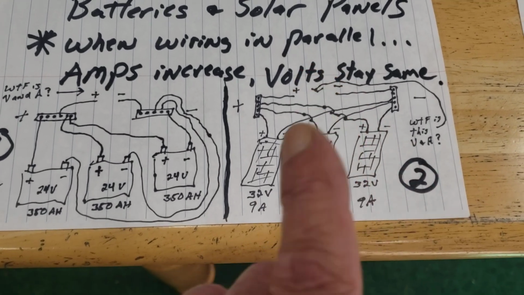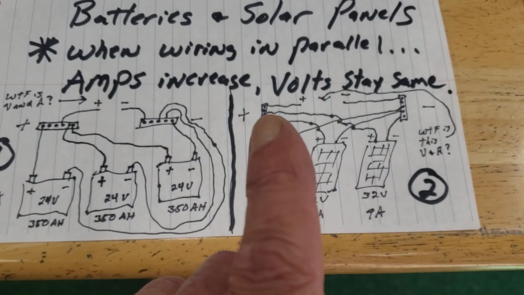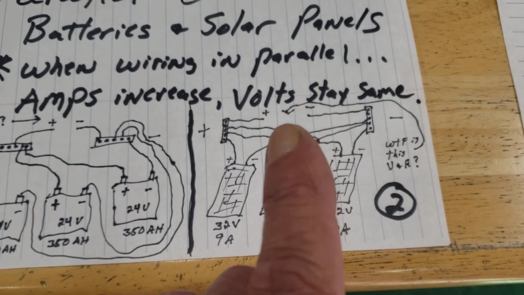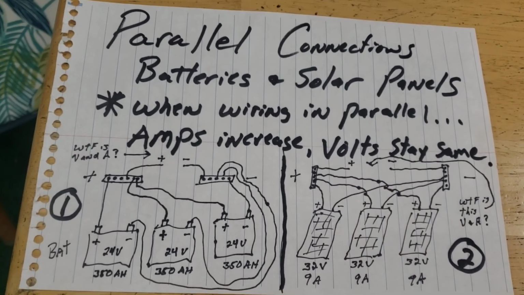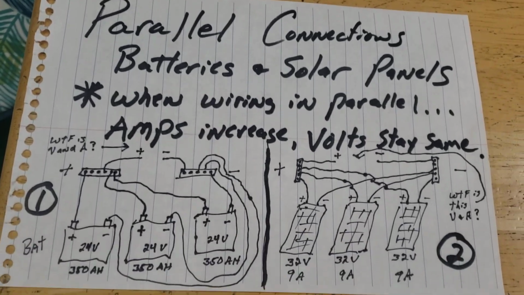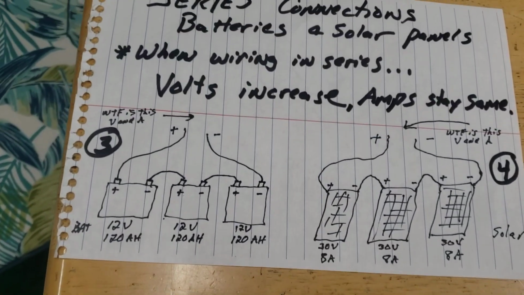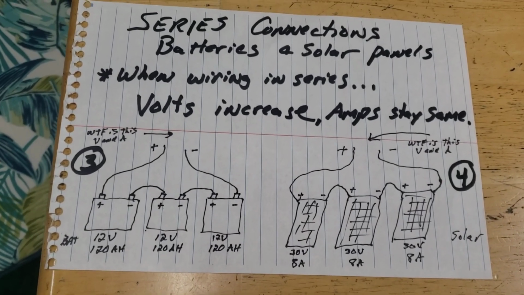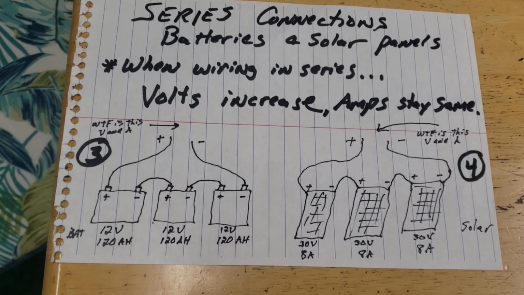Question 2, we're bringing all the pluses to this bar, we're bringing all the negatives here. What is our voltage and our amps at this connection? So parallel connections, amps increase, volts stay the same. Questions 2 and 3. And we're going to move to series, and you can see how this is a lot cleaner, a lot less wires.